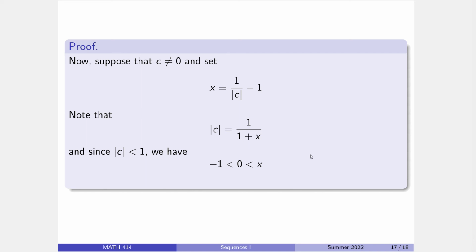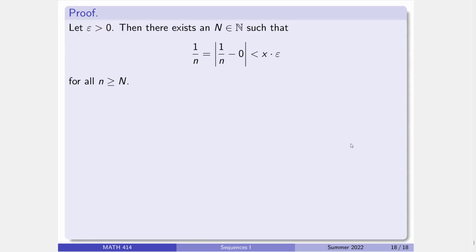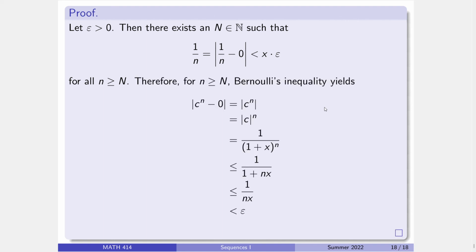Now let's actually finish things off. Given an epsilon greater than 0, we know 1 over n converges to 0, so at some point 1 over n will get less than x times epsilon. x is positive, so x times epsilon is also strictly positive, and since 1 over n converges to 0, it can get less than that at some point. And now we use Bernoulli's. c to the n minus 0 is the same thing as the absolute value of c to the n. The absolute value of a product is the product of the absolute values, so I can pull out this n here. The absolute value of c is 1 over 1 plus x, so I raise that to the nth power.